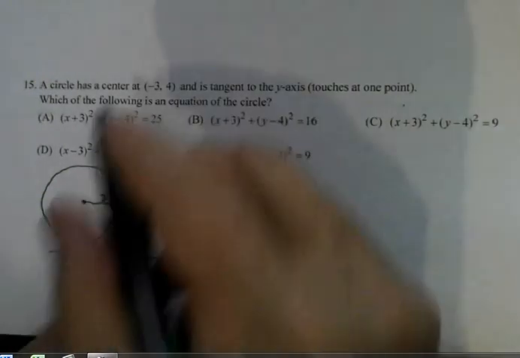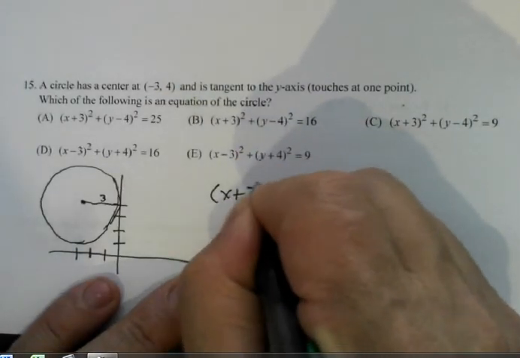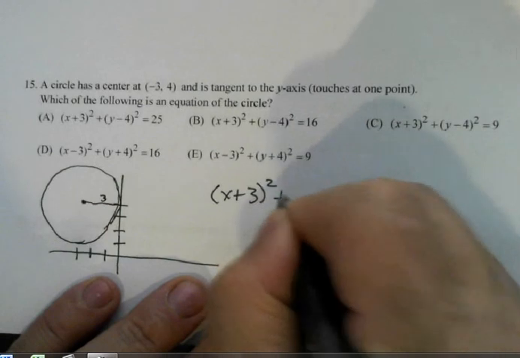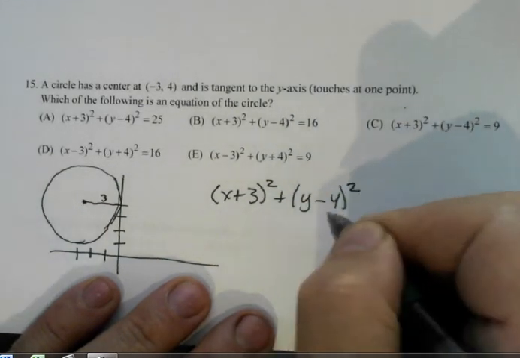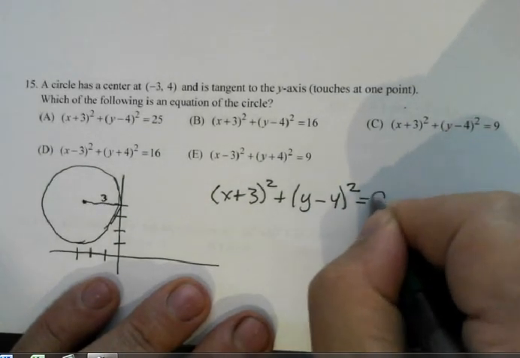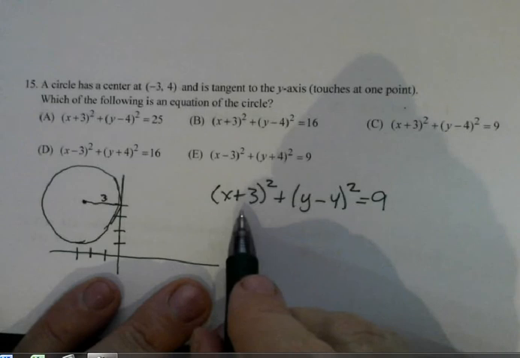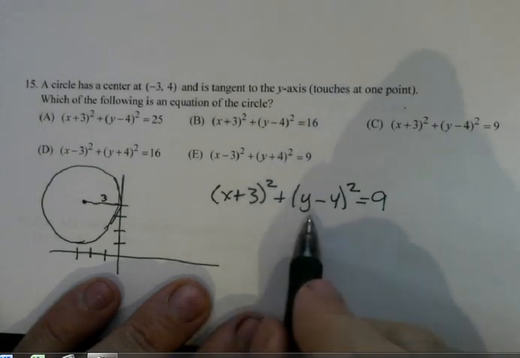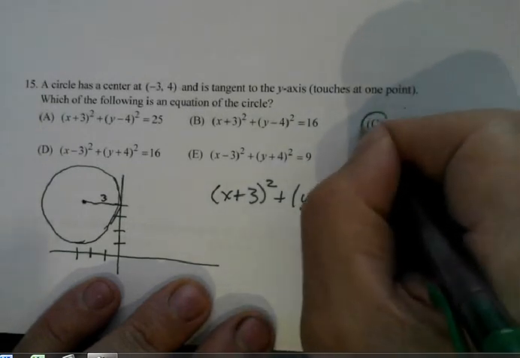So if my center is -3, 4, we do the opposites. So it's going to be x plus 3 squared plus y minus 4 squared. And then my radius is 3, so r squared equals 9. So I look for x plus 3 squared plus y minus 4 squared equaling 9. That was C.